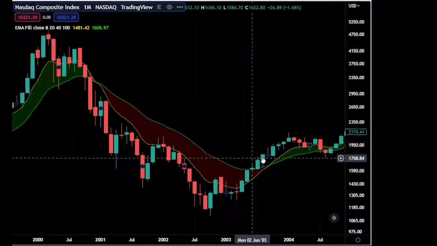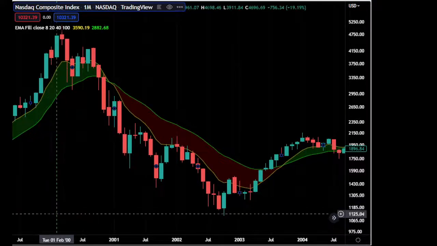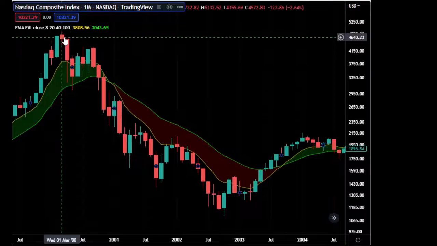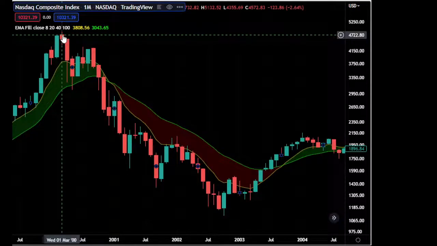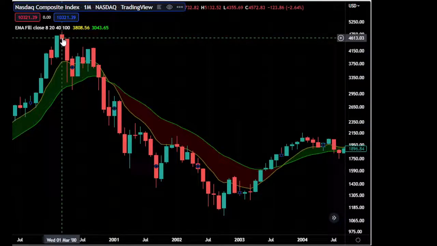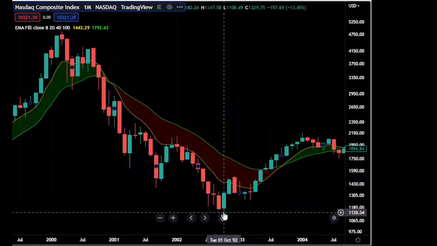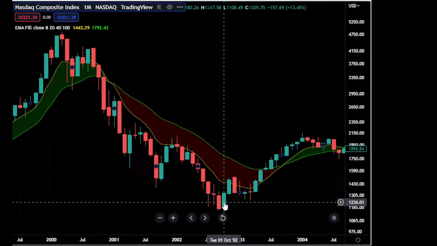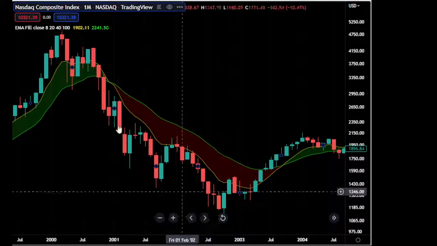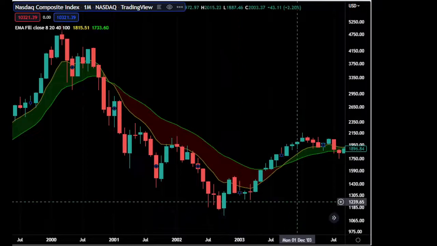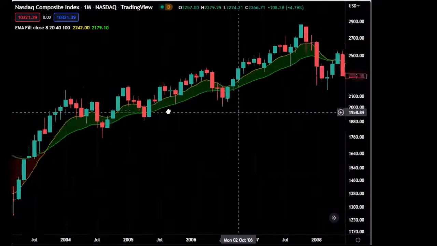Prior to that, we were in this 2000. This was the dot-com bubble, as they called it, where the Nasdaq got all the way up to 5,132 before falling all the way back down to a low here of 1,108. Wow, what a fall that was. Spectacular fall. And then prices rose going forward.